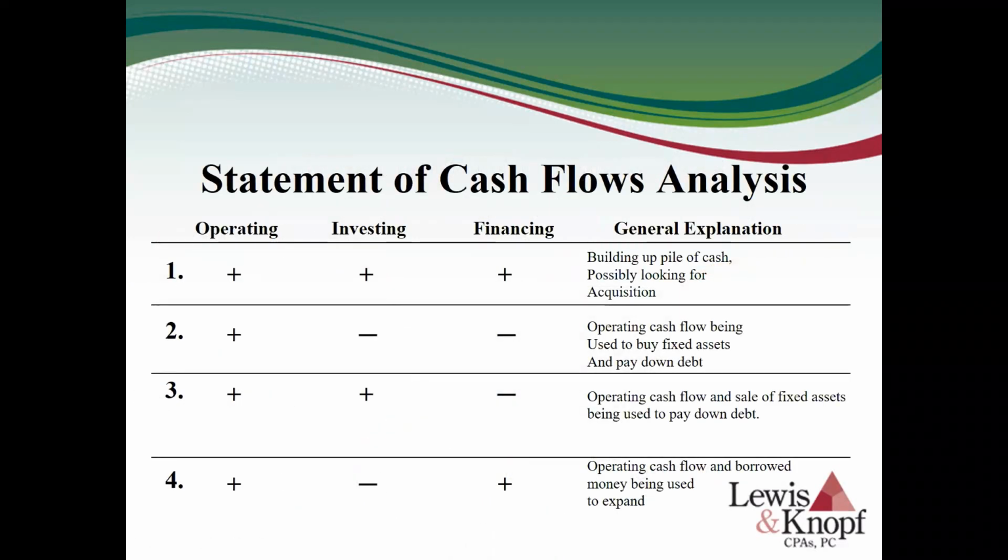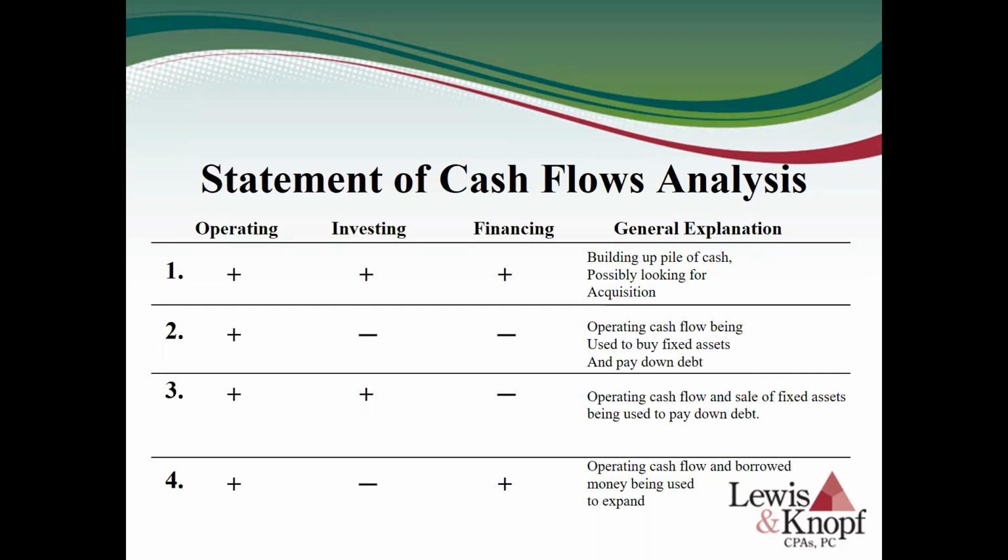So we have statement of cash flow analysis. We have operating positive, investing positive, financing positive, building piles of cash. That is possibly looking for an acquisition. So with this part, we are not sacrificing any of the activities to pay the other one. Next, operating cash flow being used to buy fixed assets and pay debt.